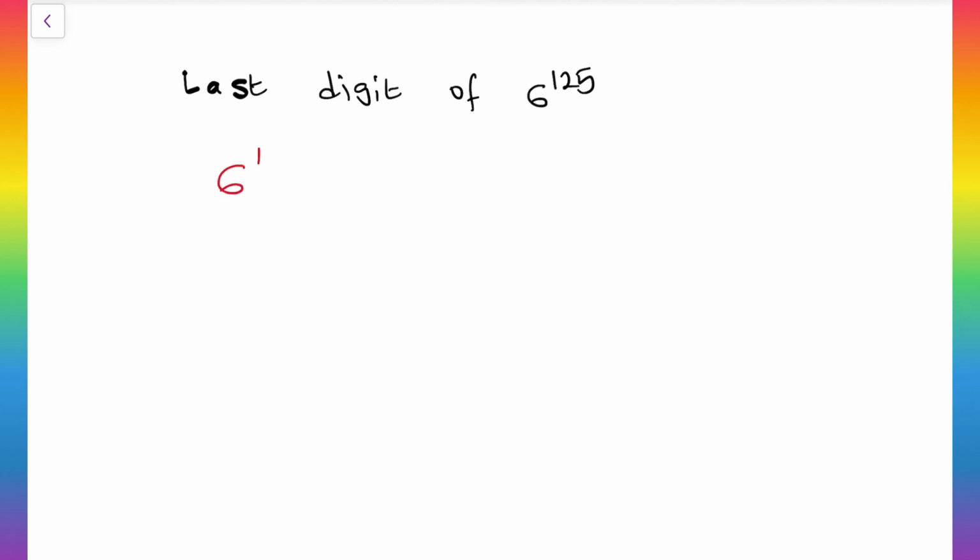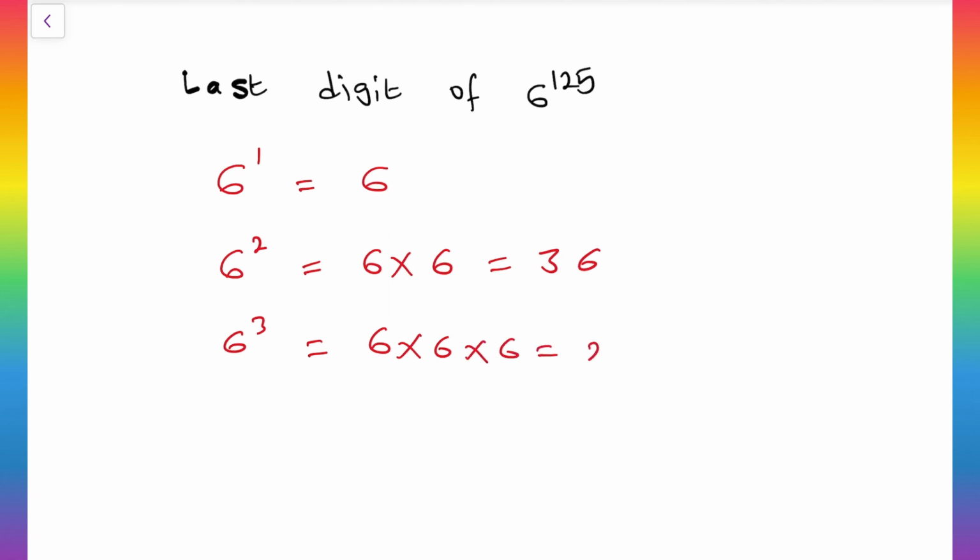6 power 1 is 6. 6 power 2, 6 square, is nothing but 6 into 6, that is 36. Next, 6 cube. 6 cube means 6 three times, right? So 6 into 6 into 6, that is 216. Then coming to the next, 6 power 4. So 6 power 4 is 6 into 6 into 6 into 6. We need to multiply 6 four times simply. So here 6 sixes are 36, 36 into 6 is 216, 216 into 6 is 1296.